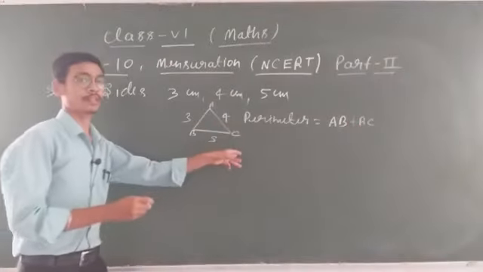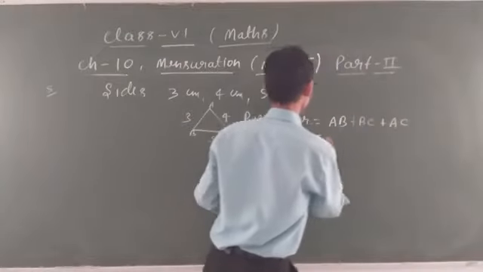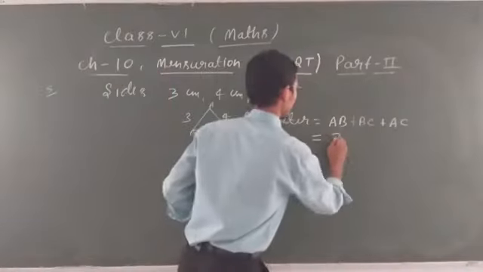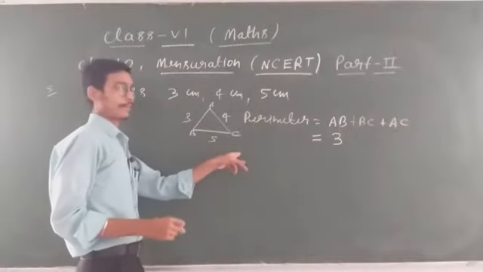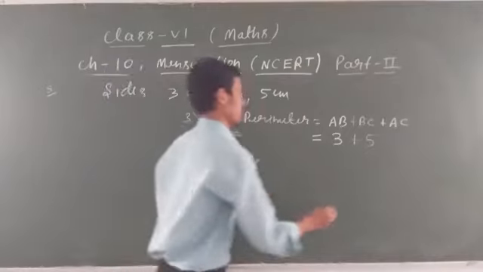Third side is AC, so write down AC. Clear? Now you know that the value of AB is 3, so write down 3. BC is 5, write down 5. AC is 4, write down 4.